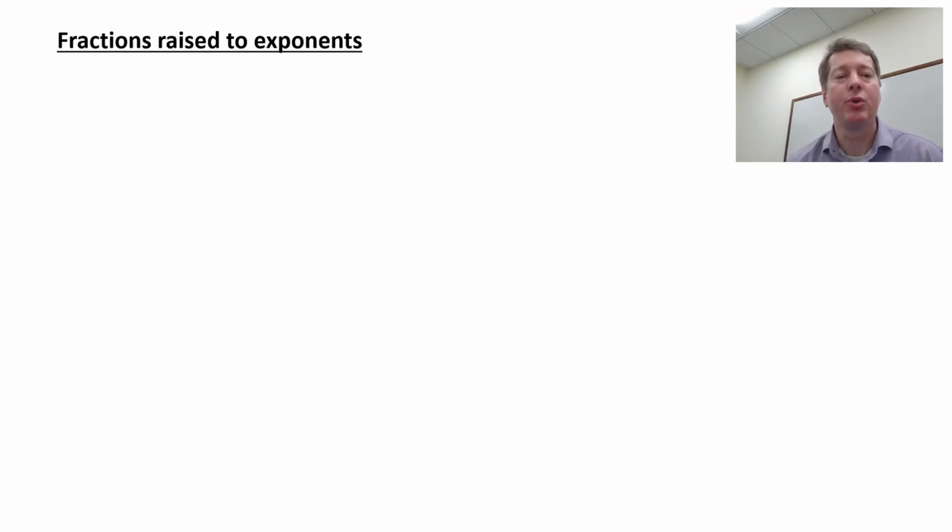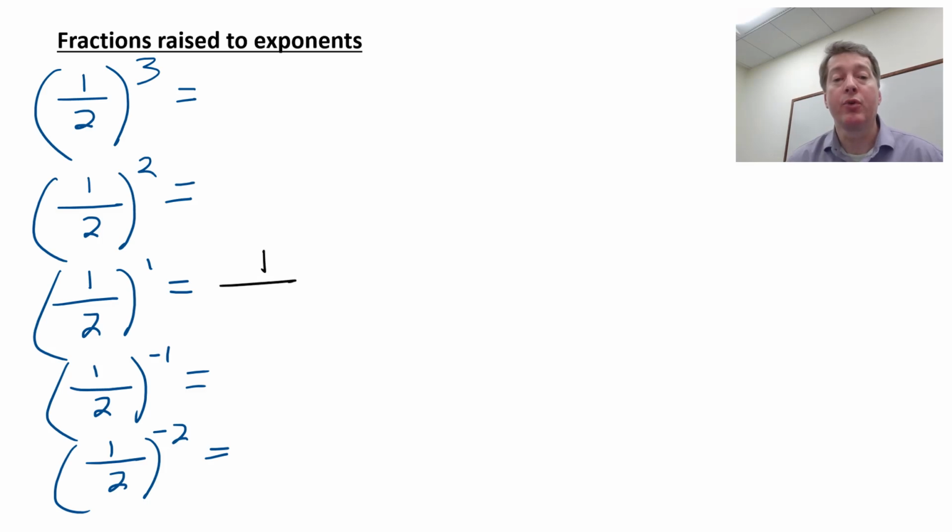Let's talk about fractions raised to exponents. So let me write out a few. 1/2 to the 1, of course, is just 1/2. 1/2 squared, you apply the exponent to the numerator and the denominator. So it's 1 squared, which is 1, over 2 squared, it's 1/4. 1/2 cubed, you apply the exponent to the numerator, so 1 cubed is 1, and the denominator, 2 cubed is 8.